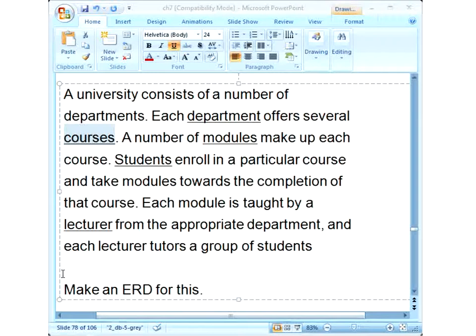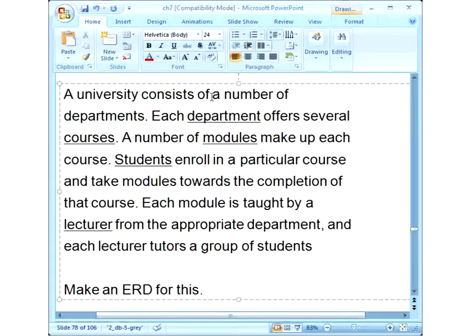Okay, students, I hope so far you have identified the entities from this example. If you can see from the text: a university consists of a number of departments. Each department offers several courses. A number of modules make up each course. Students enroll in a particular course and take modules toward the completion of that course. Each module is taught by a lecturer from the appropriate department, and each lecturer tutors a group of students.